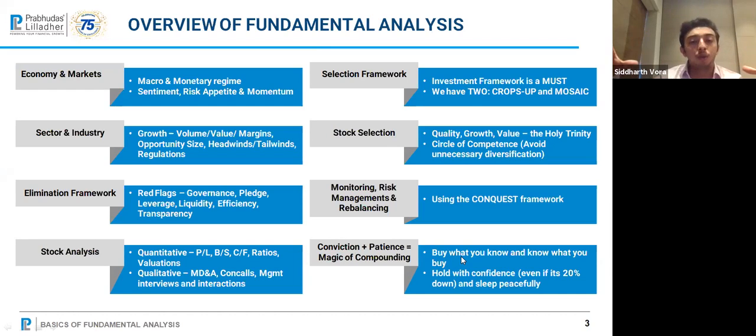You bought it with a 10-year view, hold it with a 10-year view, and sell it only if your basic thesis has changed. And finally, if you buy with conviction and hold with patience, you get what we call the magic of compounding. And the rule for conviction is simple: buy what you know and know what you buy. Because if you buy something you don't know, you don't understand, you will never be able to hold it if it corrects. If you bought a stock at 100 thinking it will do well, fully knowing what the business is, how the industry is, etc., you will be able to hold that stock even if it corrects 15%.